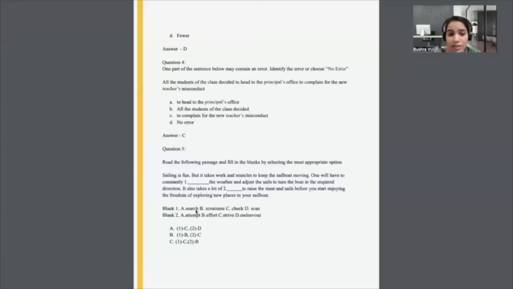Here, search is to look for. Do you have to look for the weather? No, that is not something that you can do. Scrutinize means to interrogate, to put through a check, right? This scrutinize is like investigate, okay? Check. Yes, check the weather because this is something that you can check. Scan the weather. Weather is not something that you can scan. You can only check. You can see the forecast. That's why. So let's move to the next one.